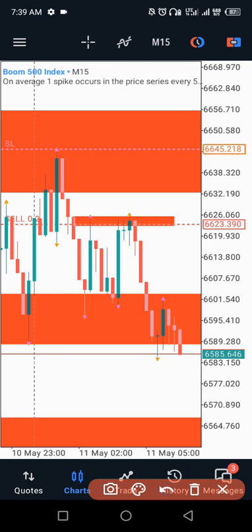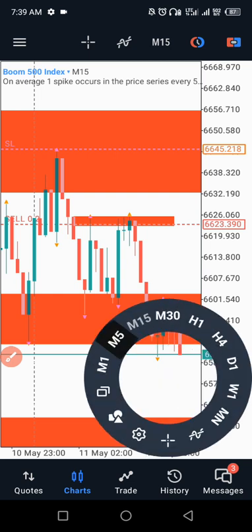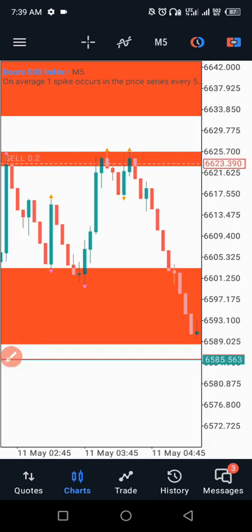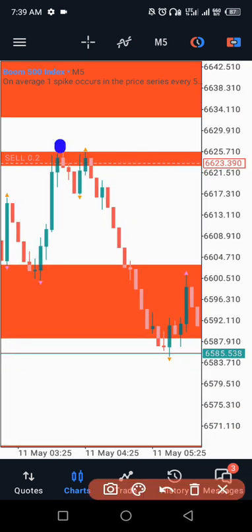But for us to be able to take a trade at this particular level, what we want to identify on the 5 minutes time frame is a double top. So we can see that a double top was created at this particular level here. This double top is a powerful reversal strategy.